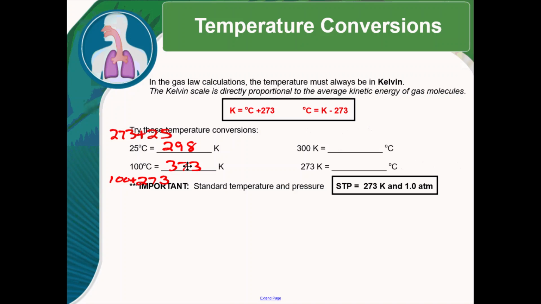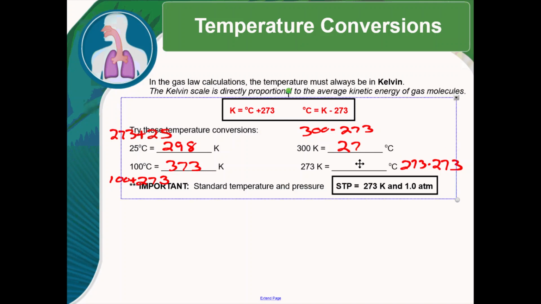Now we're going to do the reverse. We need to convert Kelvin to degrees Celsius. So we're going to look at this second formula. We have 300 Kelvin, so we're going to subtract 273, and we're going to get 27 degrees Celsius. And then our last problem, we have 273 Kelvin. We're converting to degrees Celsius, so we're going to subtract 273 from 273, and we get 0 degrees Celsius. It is important that you remember standard temperature and pressure, which is called STP. It equals 273 Kelvin and 1 atmosphere.